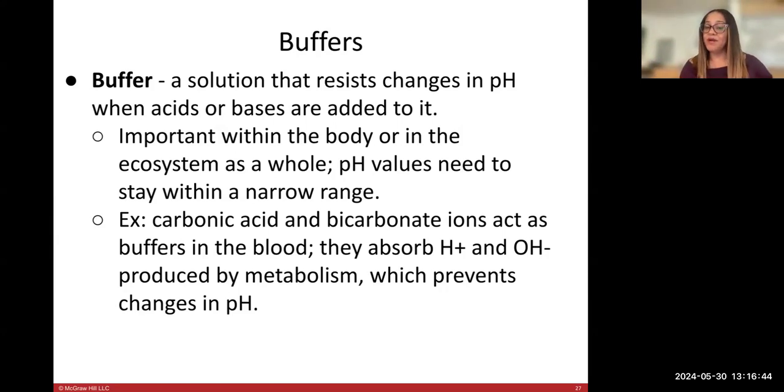So carbonic acid and bicarbonate. Bicarbonate would be the base. Those ions act as buffers in the blood. They will absorb hydrogen ions or hydroxide ions produced by metabolism, which will prevent changes in pH and keep us at our set point.